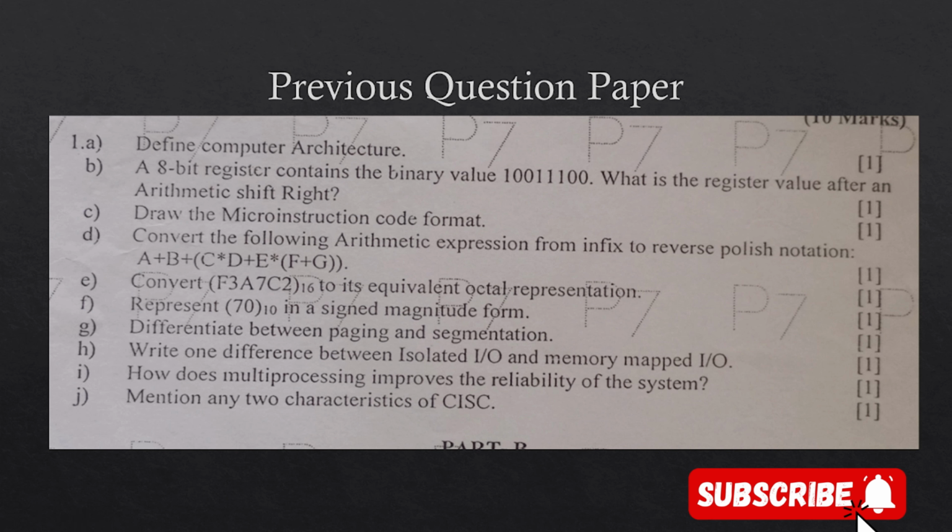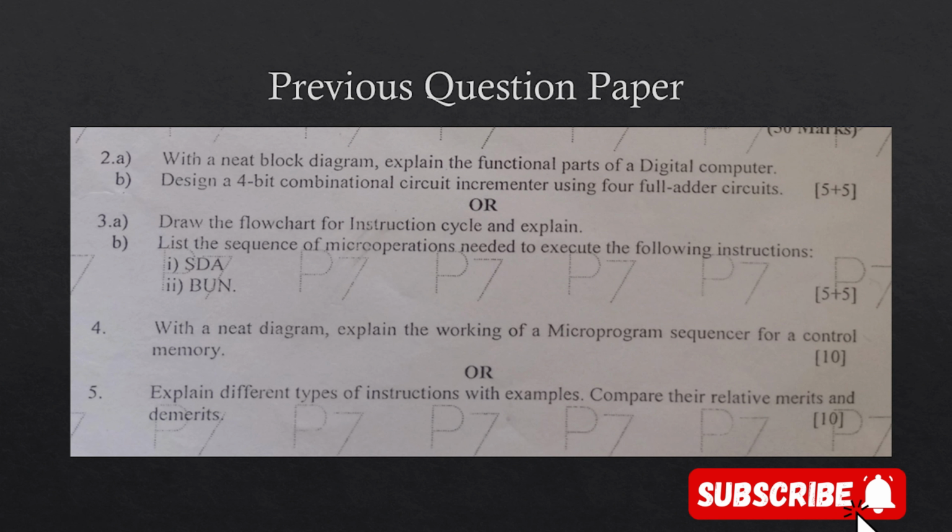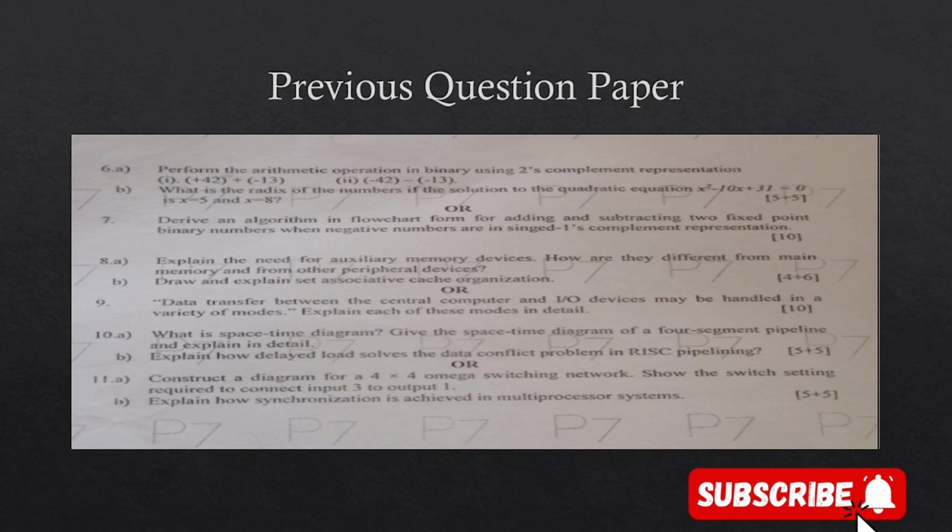Now let us move to part B. So how will this part B look like? See, part B, right? It has a digital computer, need block diagram and functional parts of a digital computer, 4-bit circuit incrementer using 4 full adders. So you just need to check it out, and if you want you can take a screenshot as well. Need diagram explaining work of micro program sequencer for a control memory, or explain different types of instruction with example, compare the relative merits and demerits.